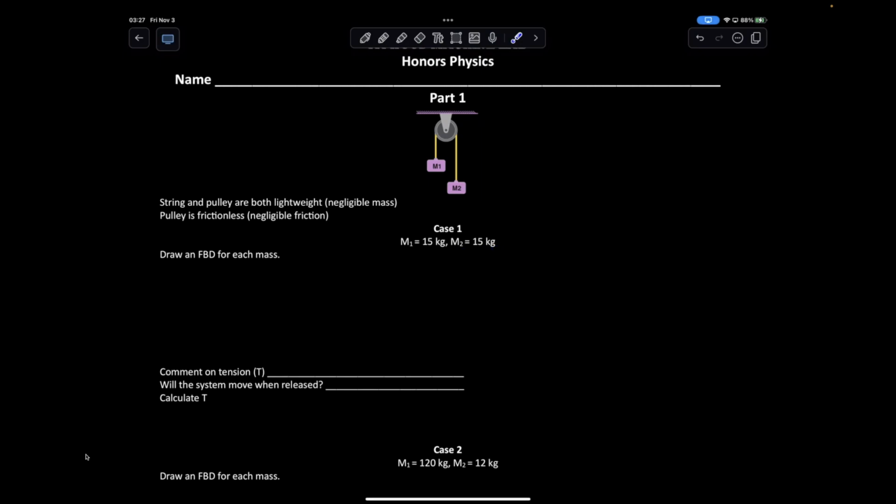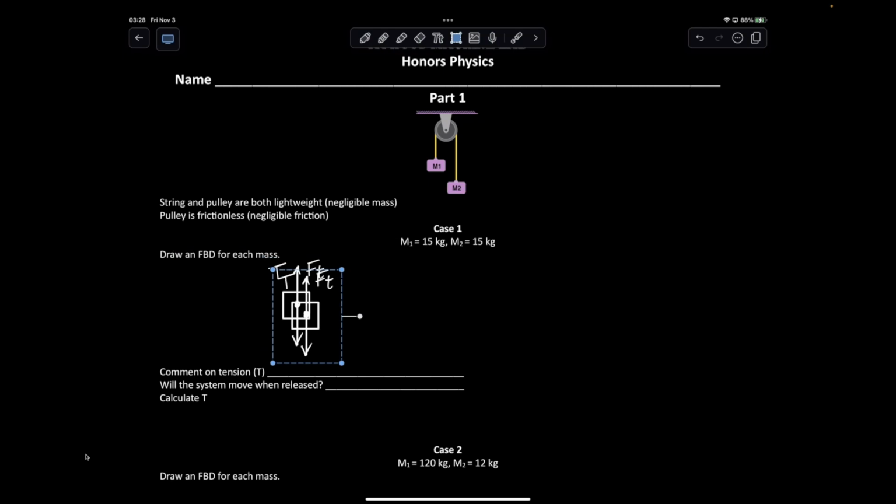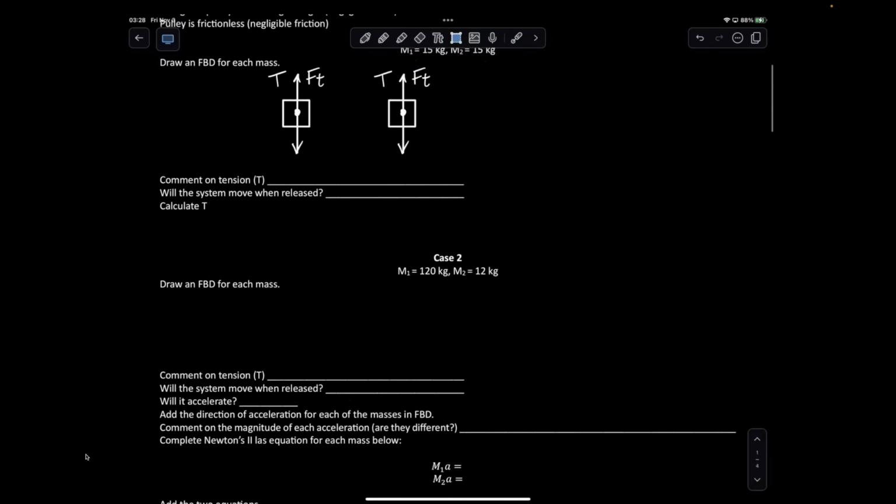To draw the free body diagram, it's the same for both. We have the object. Because it has mass, it will have force of gravity. And that force of gravity will be equal, not to normal force, as when the object is on the surface, but it will be equal to force of tension. So Ft, or just T, whichever makes sense to you. And the second one will have exactly the same free body diagram because they have the same mass and therefore they have the same diagram.